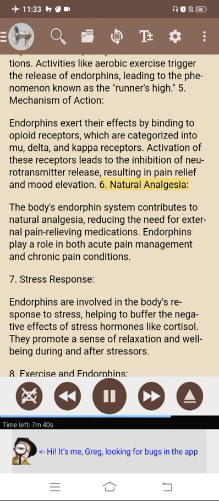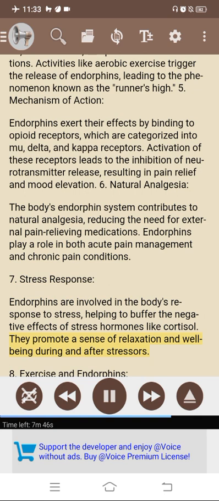6. Natural analgesia. The body's endorphin system contributes to natural analgesia, reducing the need for external pain-relieving medications. Endorphins play a role in both acute pain management and chronic pain conditions. 7. Stress response. Endorphins are involved in the body's response to stress, helping to buffer the negative effects of stress hormones like cortisol. They promote a sense of relaxation and well-being during and after stressors.